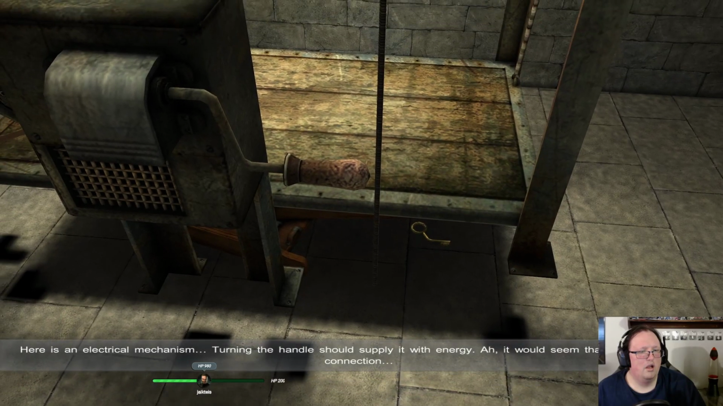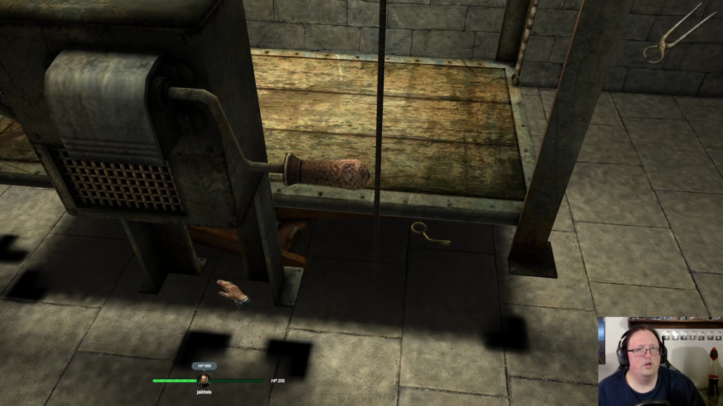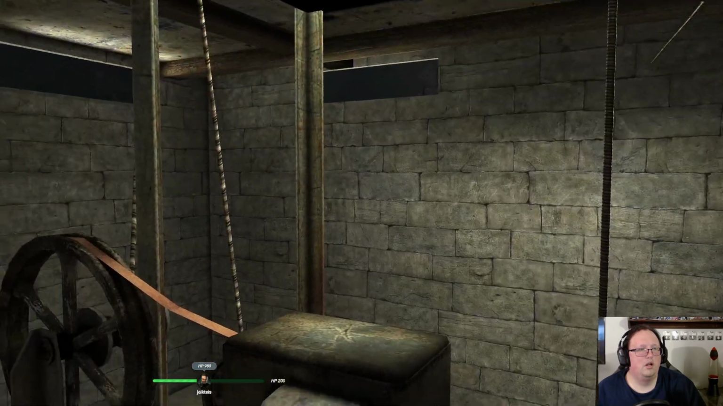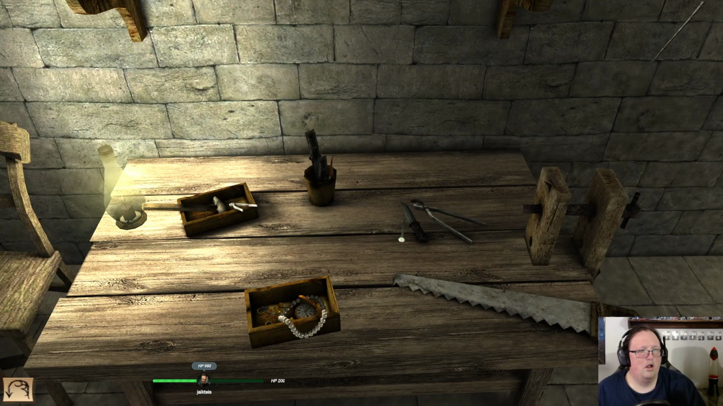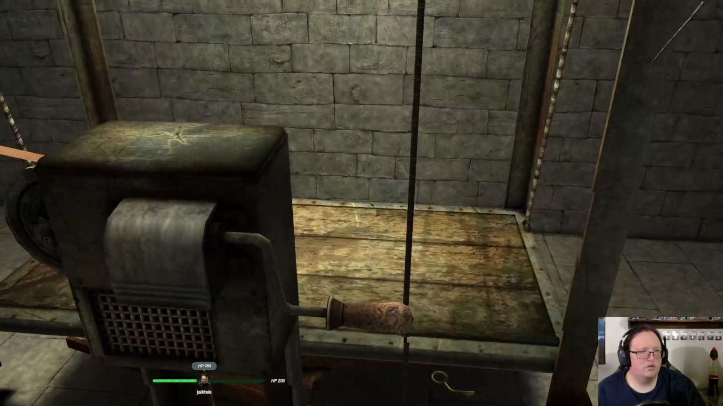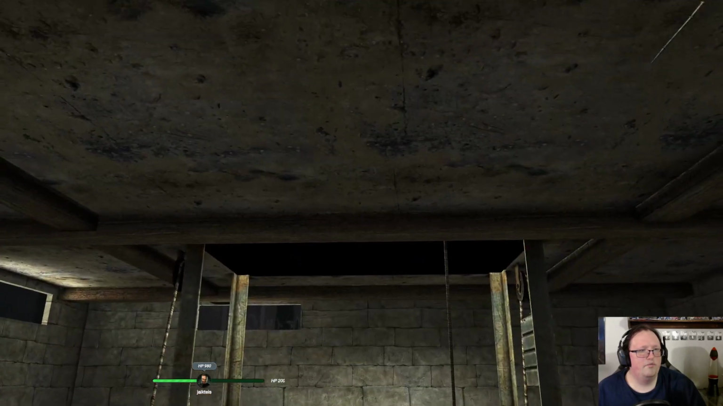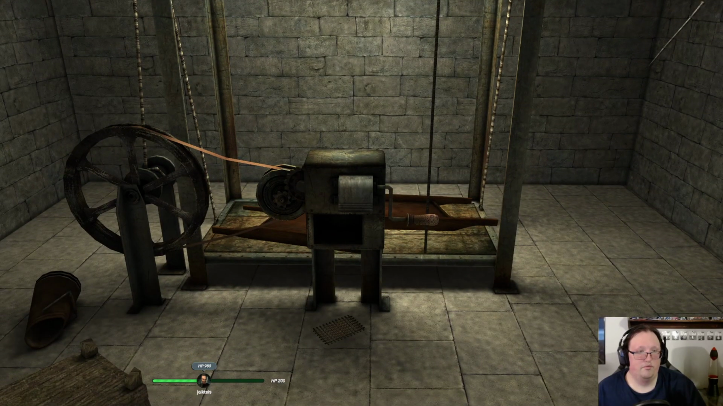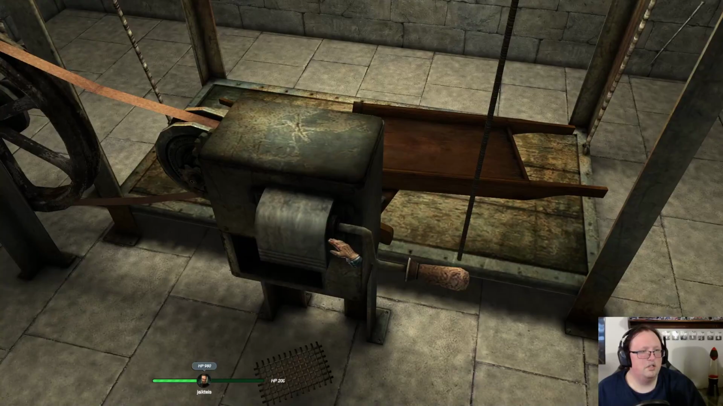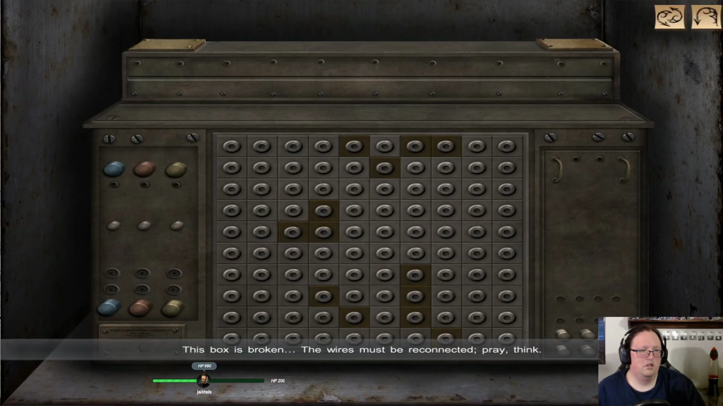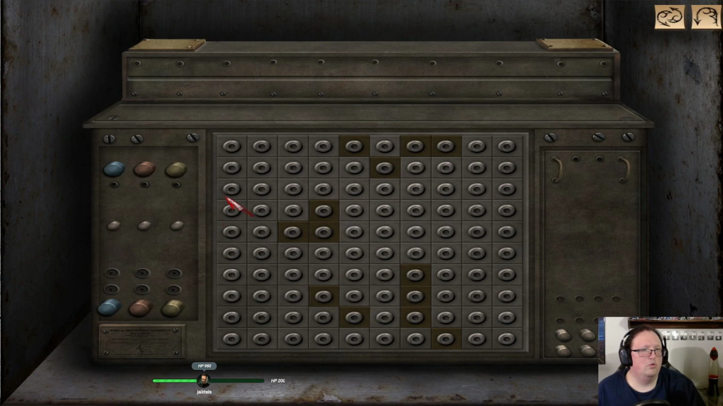Here's an electrical mechanism. Broken connection. No, I don't want to be on that screen. Excellent. Now, on to the next step. Right. This box is broken. The wires must be reconnected. Pray, think. Oh, Lord.